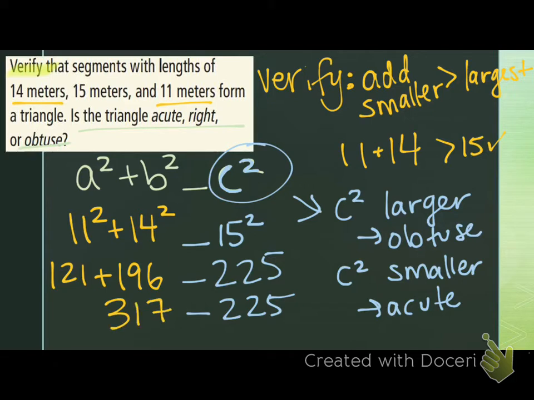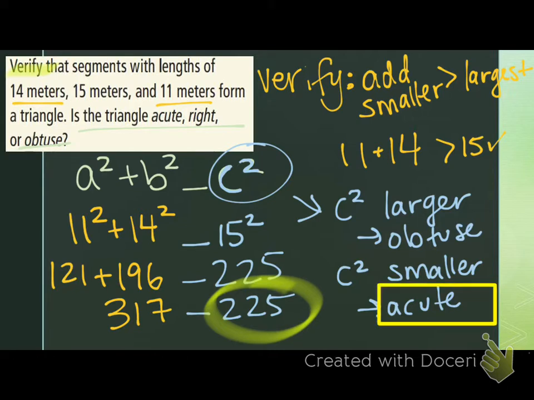317. So again, your hypotenuse squared is what matters. You're going to compare it to the other side. So 225 is smaller than 317. So what kind of triangle is this? Acute. It is acute. Okay, acute.